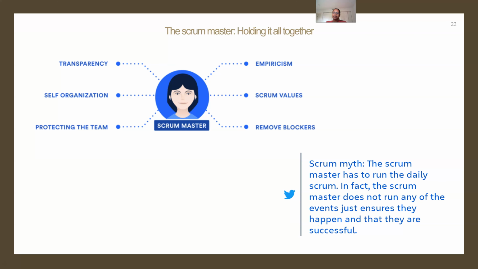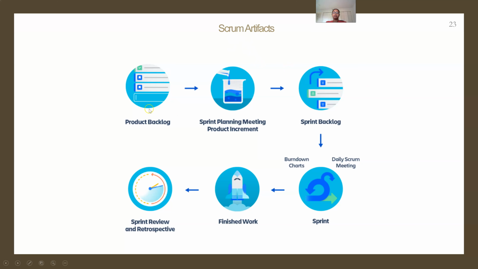Moving to the Scrum artifacts. Some of the 6 main artifacts which are shown, that is product backlog, sprint planning meeting, sprint backlog, sprints, which includes the burn down charts and the daily Scrum meeting, the finished work, and finally the sprint review and retrospective. Let us see one by one about these Scrum artifacts. The first one is the product backlog.